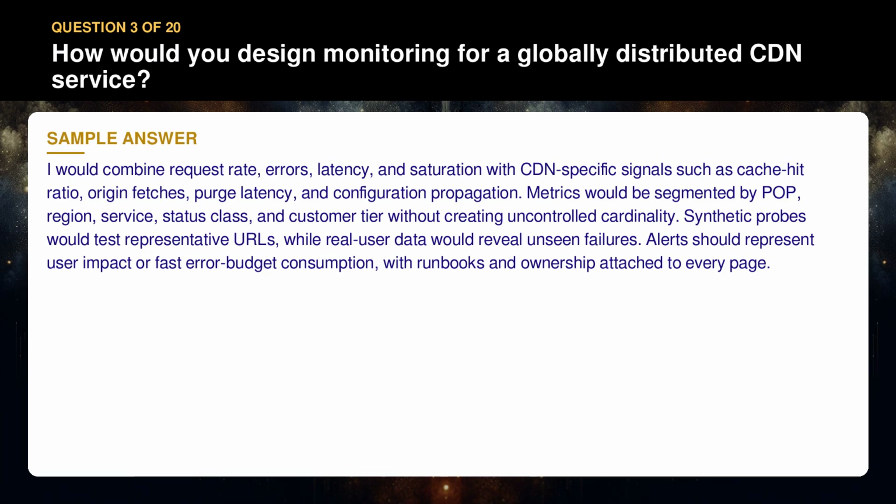latency, and configuration propagation. Metrics would be segmented by POP, region, service, status class, and customer tier without creating uncontrolled cardinality. Synthetic probes would test representative URLs, while real user data would reveal unseen failures. Alerts should represent user impact or fast error budget consumption, with runbooks and ownership attached to every page.